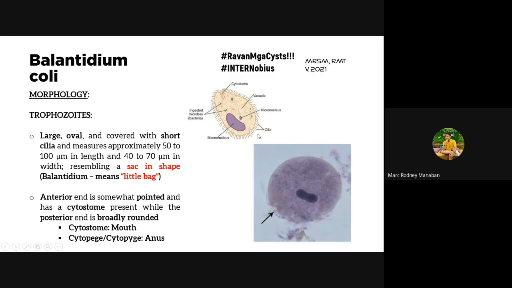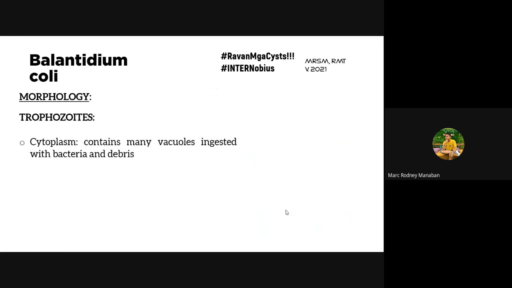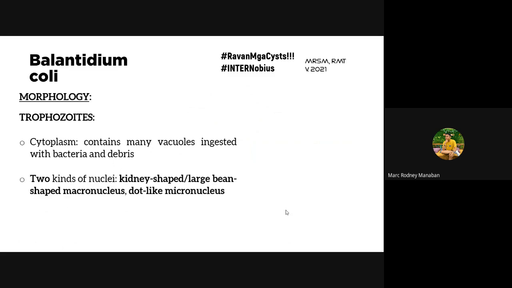So this is a stained image. Again, you have the cilia, if you can see them. And the cytostome is pointed by the arrow, which is again the mouth of your Balantidium coli trophozoite. Now continuation, the trophozoite cytoplasm is granular, vacuolated, that may contain ingested bacteria and debris. And very important, distinct characteristic are the nuclei: a large macronucleus described as kidney-shaped or bean-shaped, and a dot-like micronucleus. Your macronucleus functions for vegetative functions like metabolism, the daily processes of your organism, whereas your micronucleus serves for sexual reproduction.